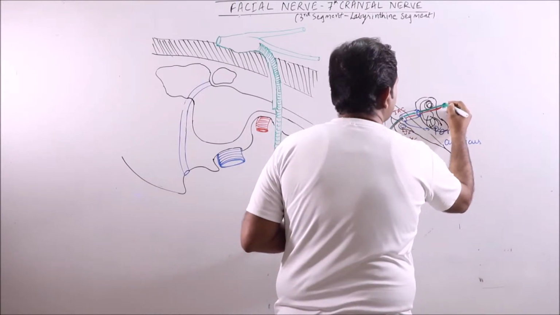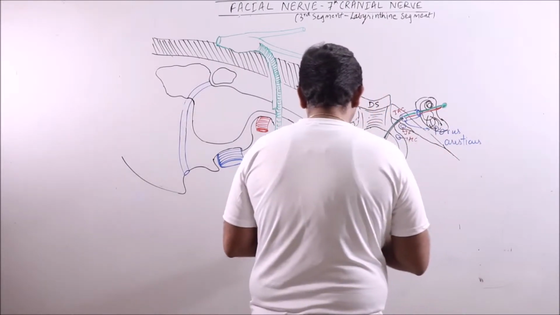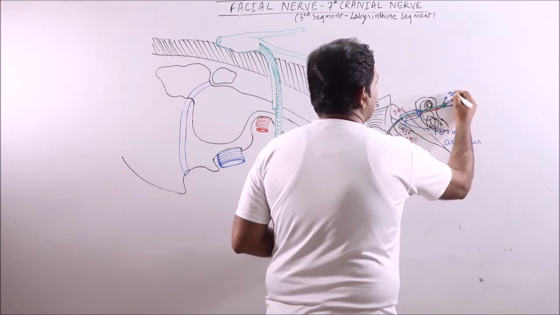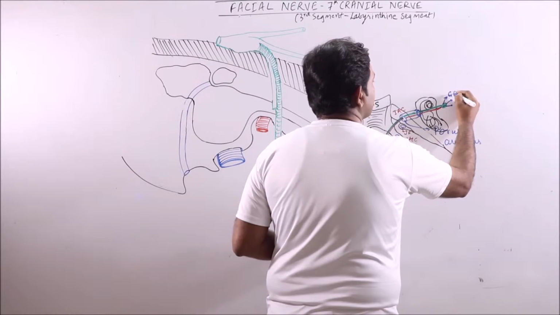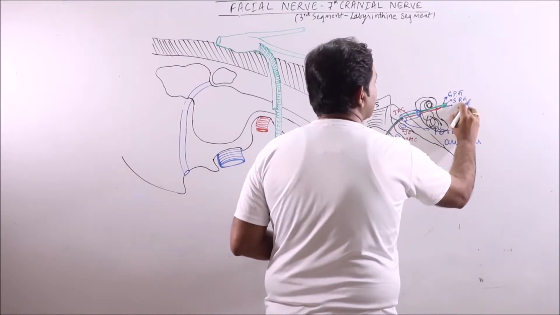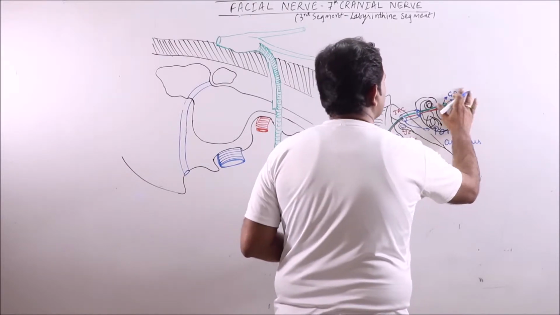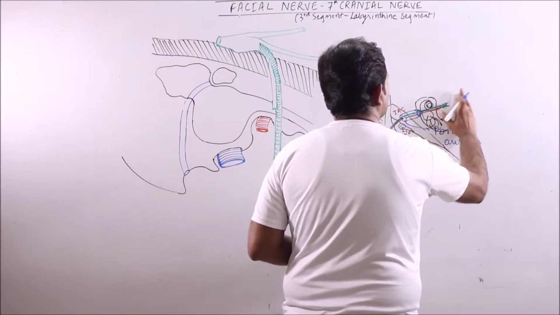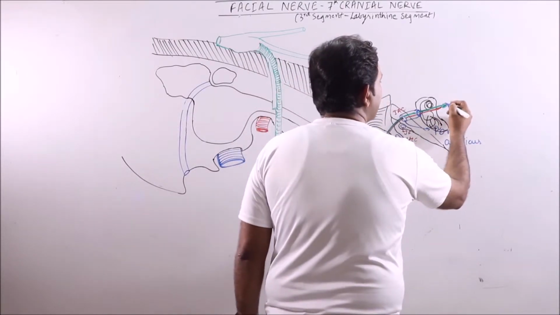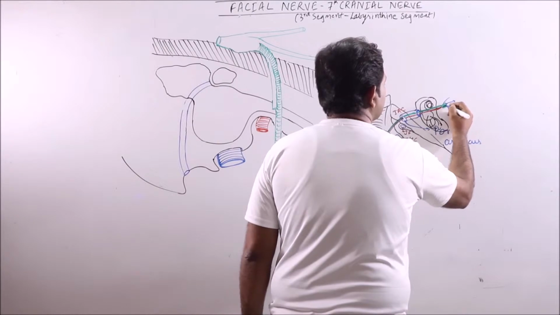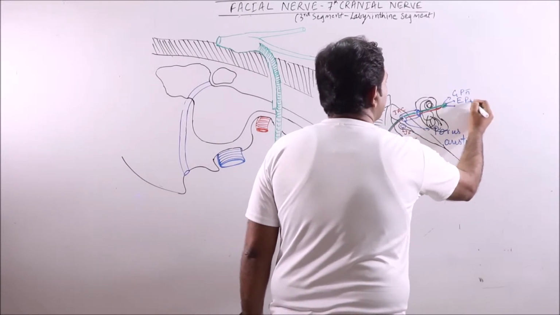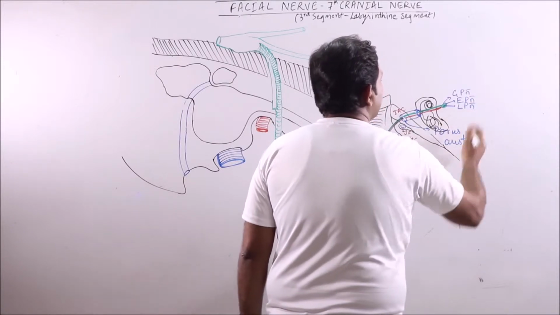This geniculate ganglia gives three branches: greater petrosal nerve, external petrosal nerve, and lesser petrosal nerve.